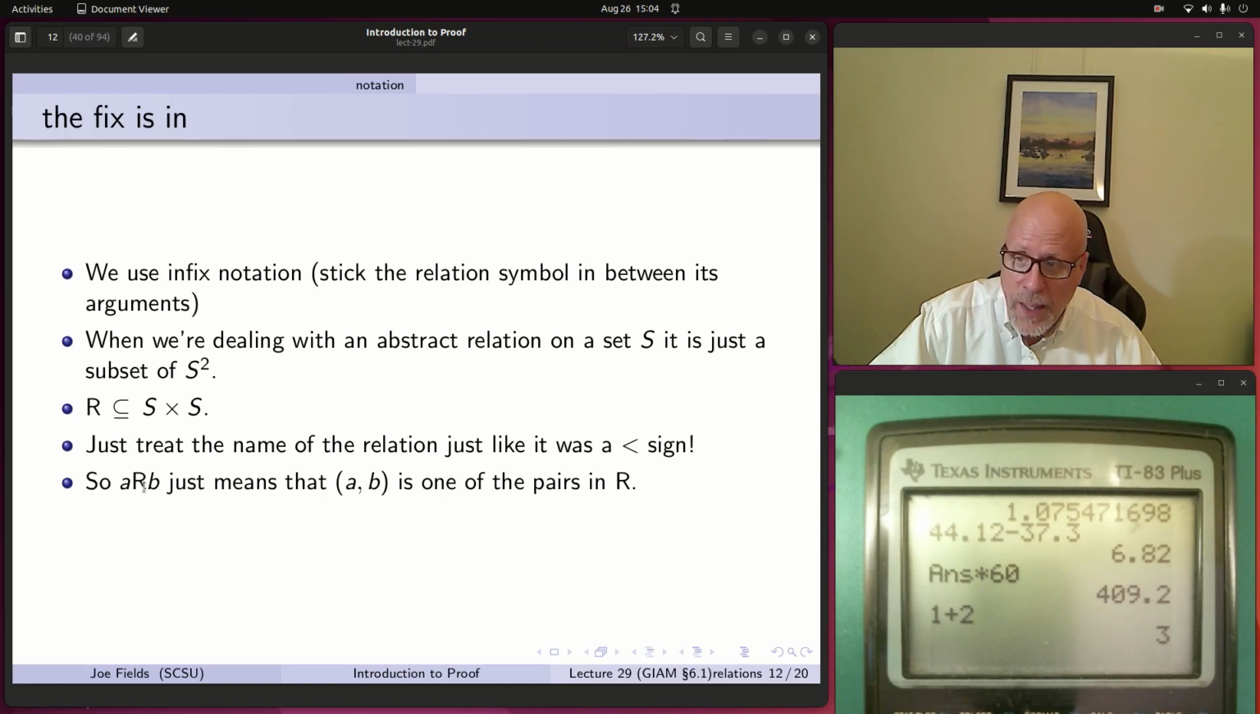So if you write ARB, I should mention that a lot of people, if you want to be more specific, say A is R related to B. Although if you're doing a lot of these, saying ARB is going to be obviously shorter and preferable. Anyway, writing ARB like that with the R in between the A and the B, that means the pair AB is one of the pairs that's in the relation R. It's one of the things that makes it true.